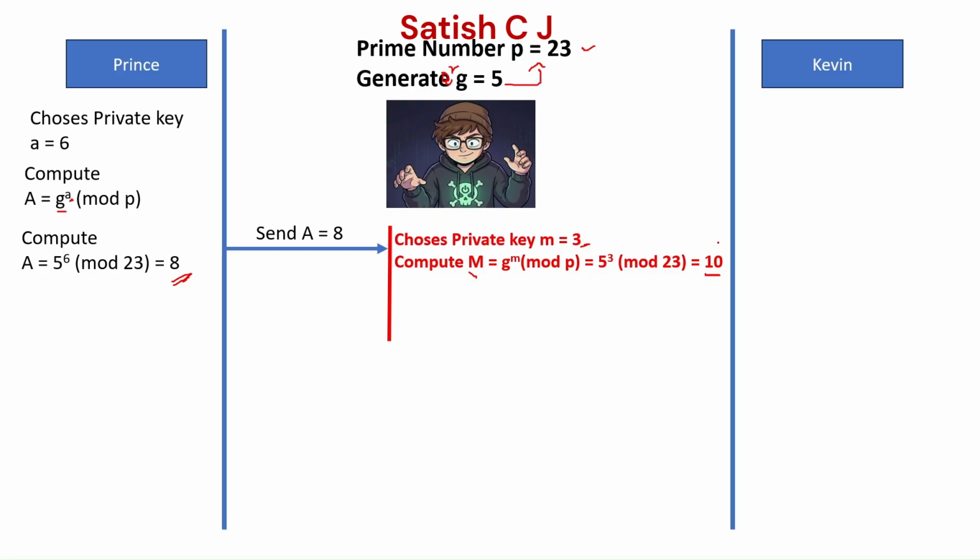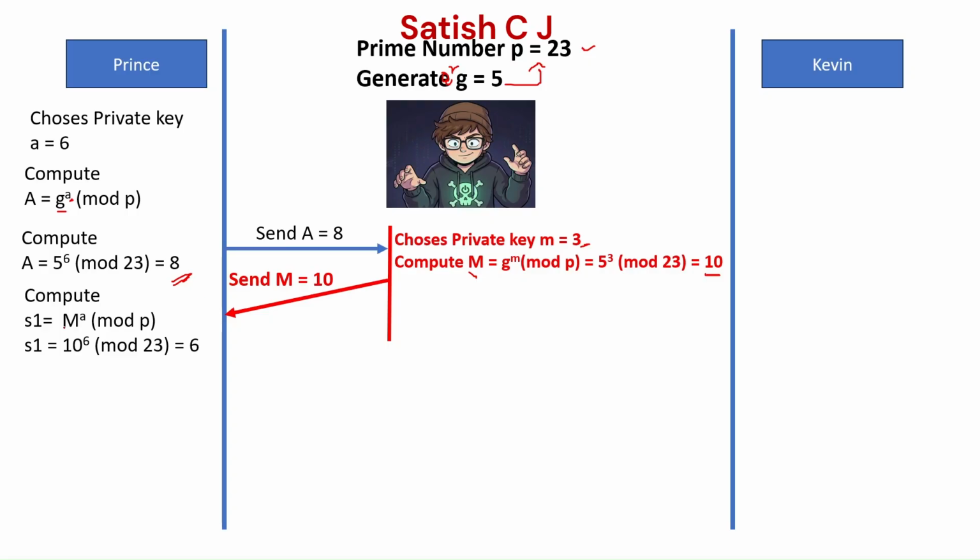Now he sends the value 10, M is equal to 10, back to Prince. Now Prince believes that this M has been sent by Kevin, and he takes this M and computes the shared secret key.